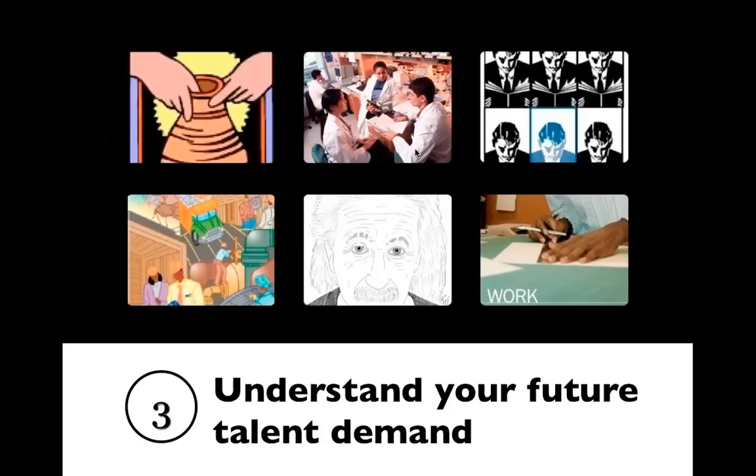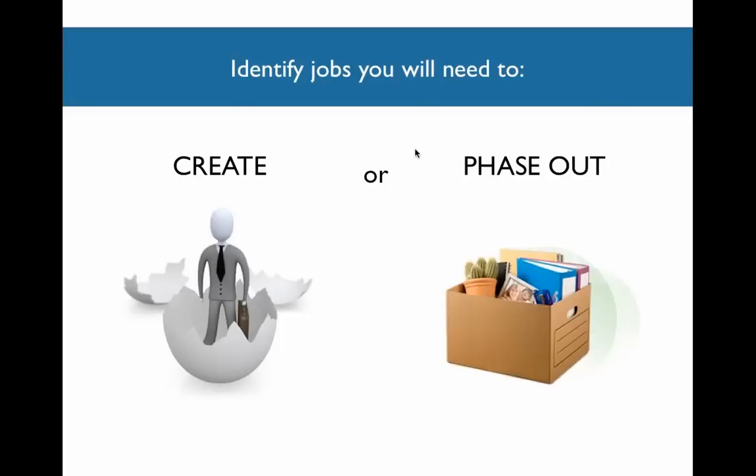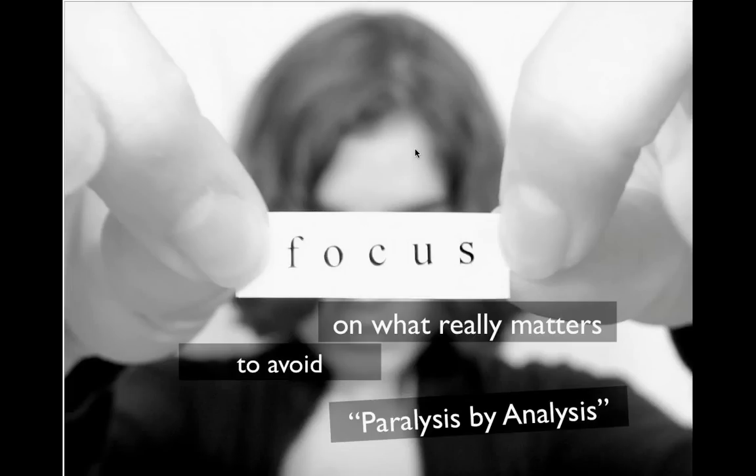the third step in the process is to understand your future talent demand. Business strategy drives organizational and job design. Once you have translated your business strategy into operational requirements, you must design the organization and the jobs necessary to implement the strategy. If you contrast this with your organization and jobs as they stand right now, you can identify the jobs you will need to create or phase out, and the optimal timing of your transition.